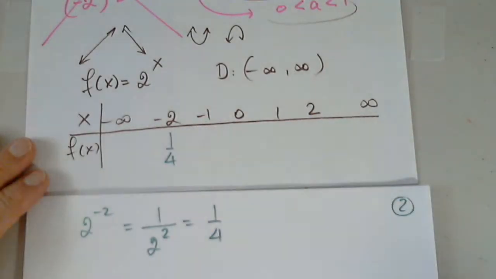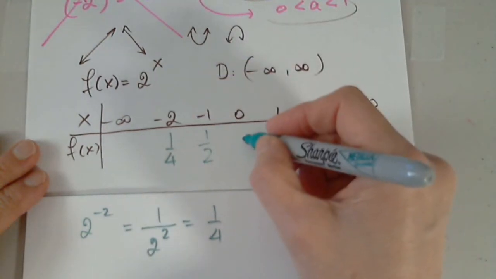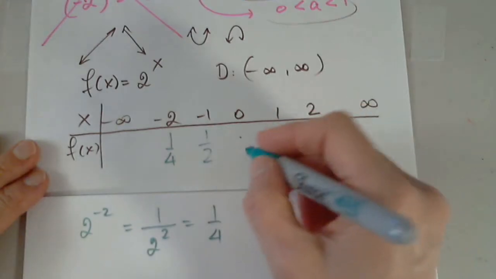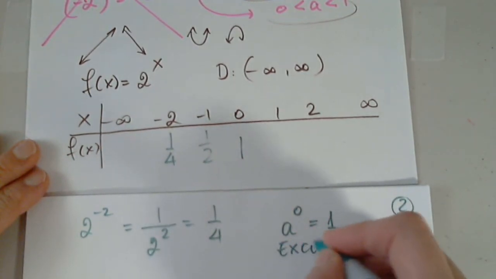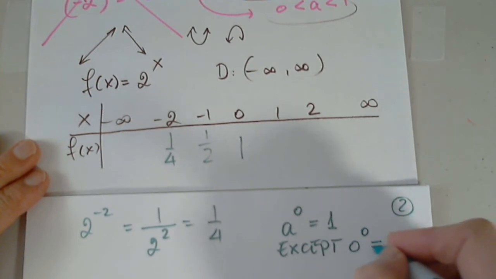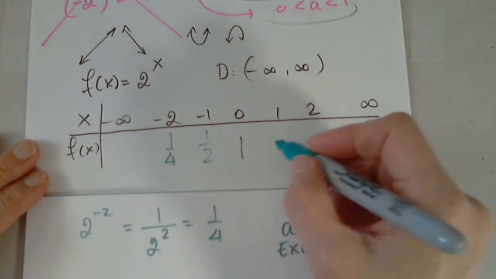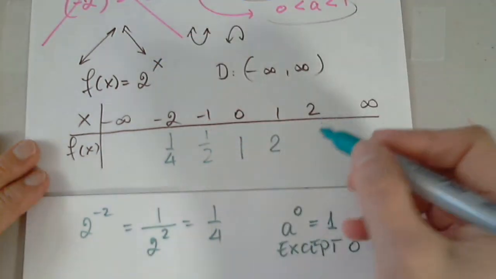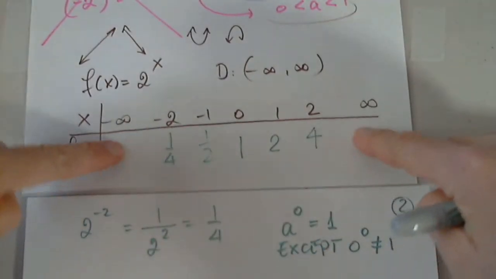Can anyone give us 2 to negative 1? 1 over 2. Excellent. Can anyone give us 2 raised to 0? Careful. 1. Yes. Any number raised to 0 is 1, except 0 raised to 0, which is not 1. And when I plug in 1, 2 to the first power is 2, and 2 to the second power is 4. Very good.